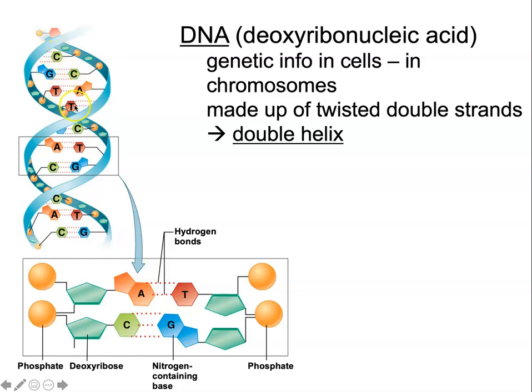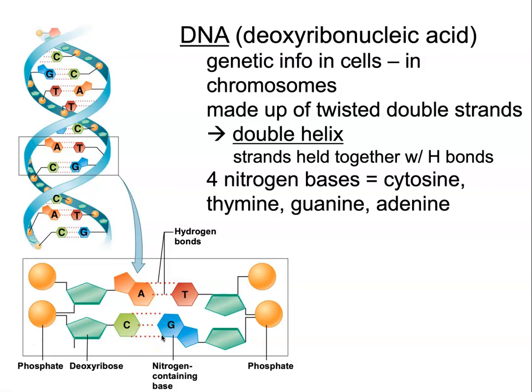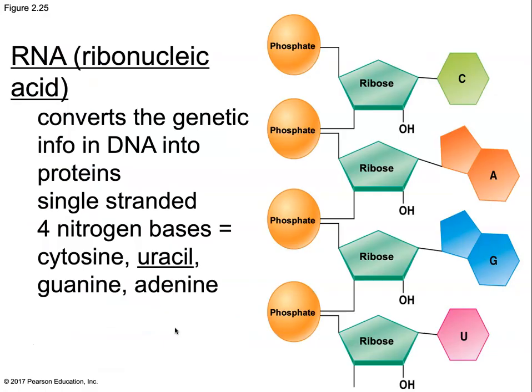Does anybody remember what those dotted red lines symbolize from earlier in this chapter? Excellent! Those are hydrogen bonds. The double helix is going to be held together by hydrogen bonds that are formed in between these nitrogenous bases. There are going to be 4 nitrogenous bases found inside of DNA. They're going to be cytosine, thymine, guanine, and adenine. They're abbreviated by one letter, ACTG. Adenine, cytosine, thymine, and guanine. So those are going to be our 4 bases for DNA.